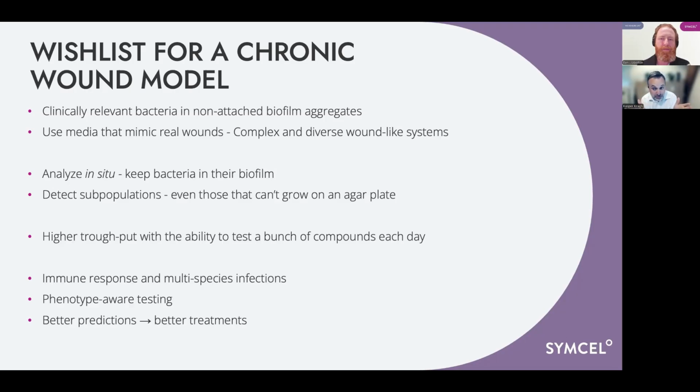That might not be able to grow on an agar plate, but still is viable. It would be nice if it was kind of high throughput, so you could test a lot of things at once. But again, there's really something beautiful with a 96 well plate where you just spam out samples. Then I would love to include an immune response or immune cells into the mix, to be able to test multi-species infections, and really to see this phenotypic.